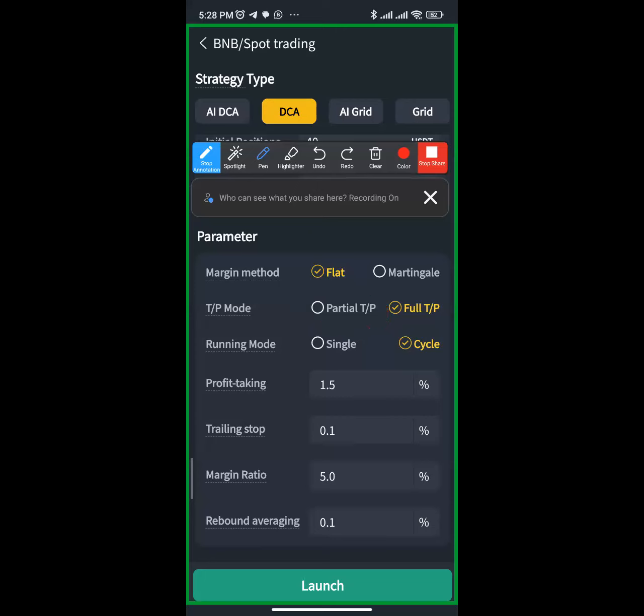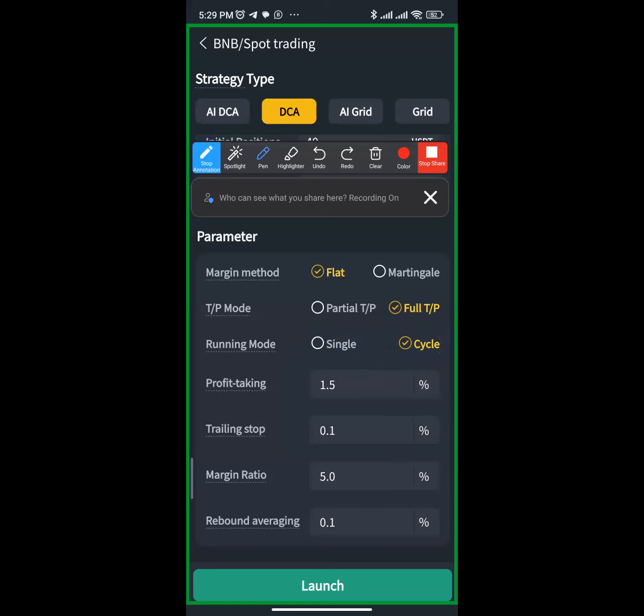All right. The next thing is I want to switch to single. I don't want to trade this market for too long. I just want to be on single. But with BNB, you could put it on cycle because the BNB market will keep making money from now till whenever.